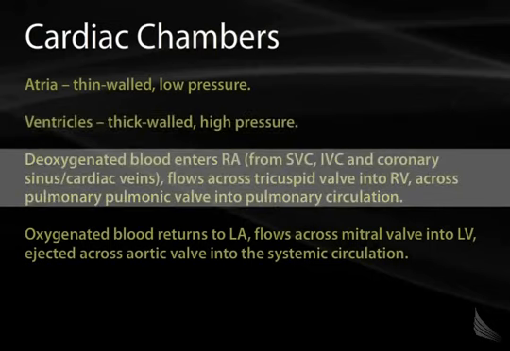As you know, deoxygenated blood enters the right atrium from the superior vena cava and the inferior vena cava. Also remember that deoxygenated blood can also enter the heart through the coronary sinus, which drains the coronary arteries. The coronary sinus drains into the right atrium.